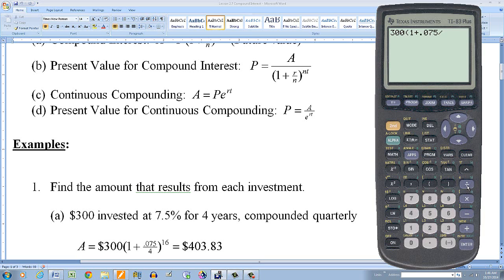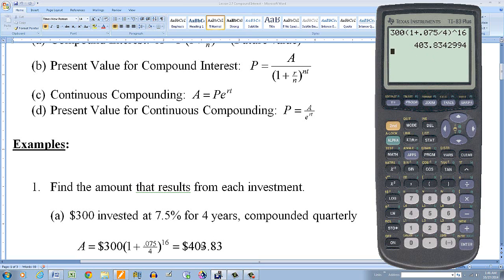and then I divide this by the frequency of compounding. So it's compounded quarterly, so this is divided by 4. Close parentheses, and then the exponent is N times T. Okay, frequency of compounding times the number of years. So that's how we get the 16 here. Okay, 4 times the 4. So this is 16. Hit enter, and I get 403.83. Round off to 2 places, and that's in dollars.